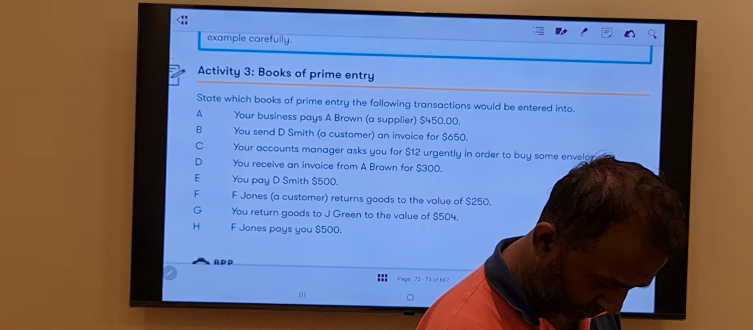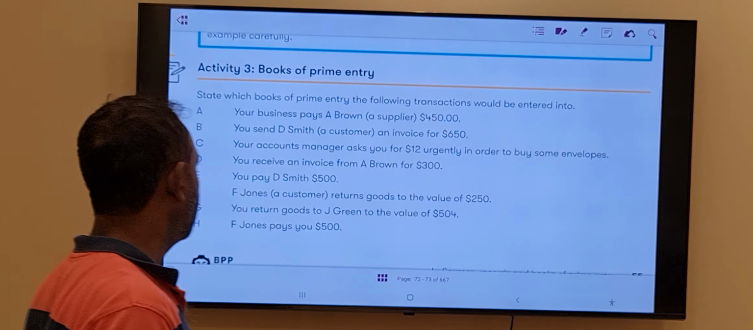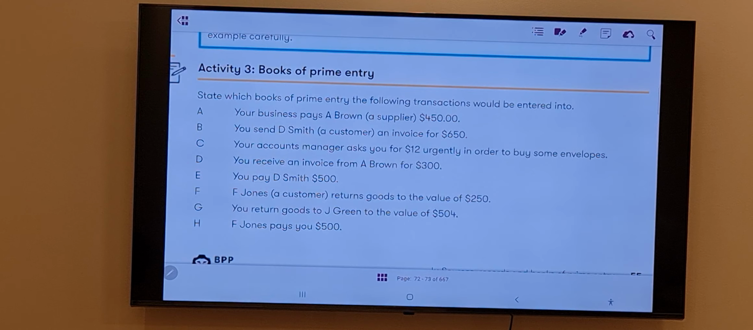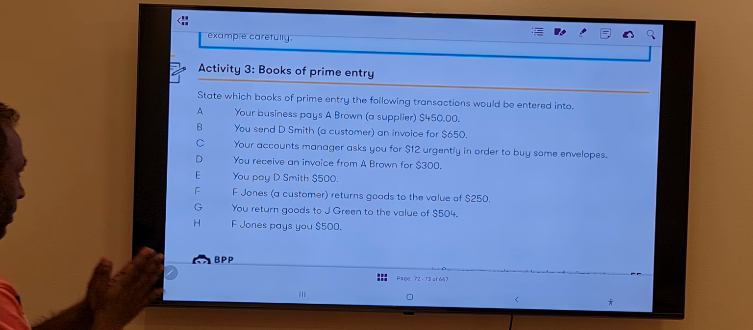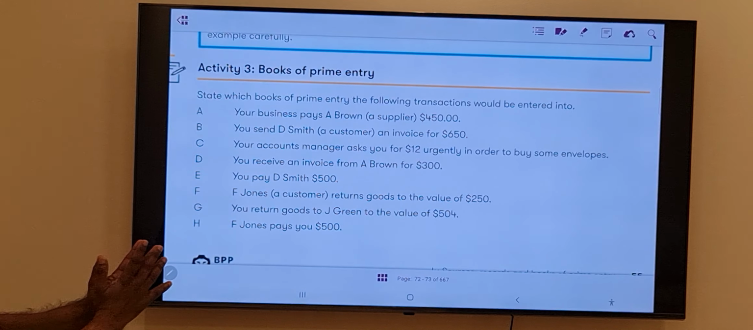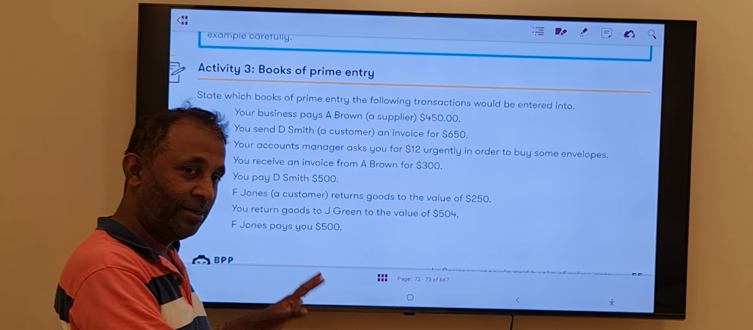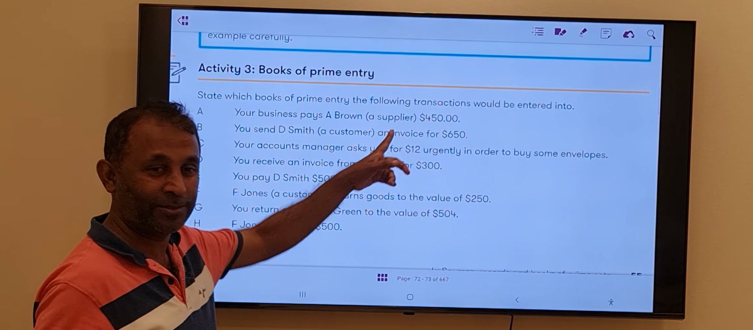Okay, let's try this question now. In which books of prime entry would the following transactions be entered? We'll take them one by one. Your business pays A. Brown. This question, they are helping you. They are telling you this.